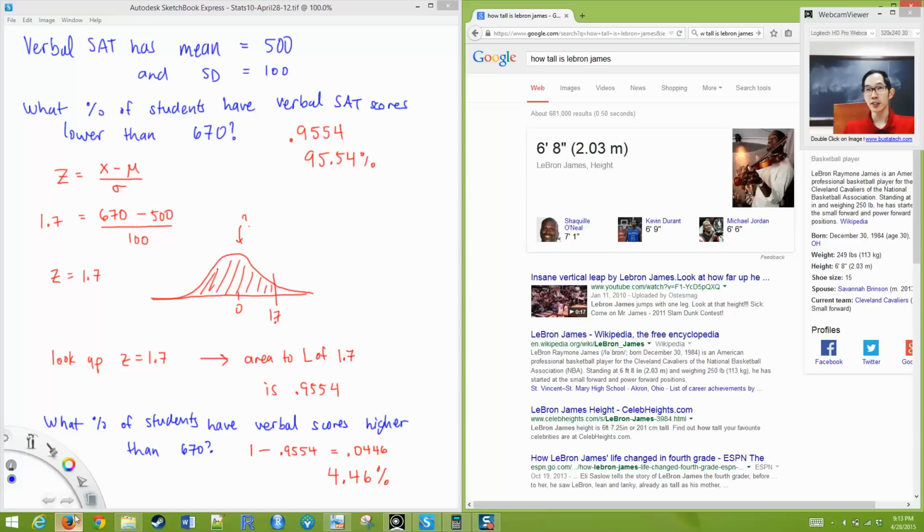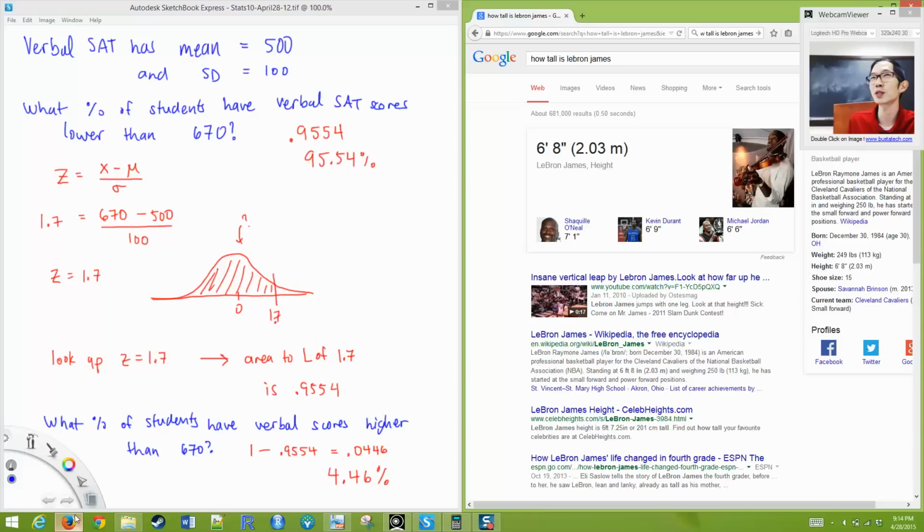So does that clear up what's happening over here? We're essentially asking the same thing, except now it's SAT scores rather than heights. So if 95% of people have scores lower than 670, what percentage have scores higher? 4.46%. Does that make sense? Yep. That's all we're doing, okay? So there is a difference between what's higher and what's lower, but it's very easy to go from one to the other because everything has to add up to 100%, or everything has to add up to 1, okay?